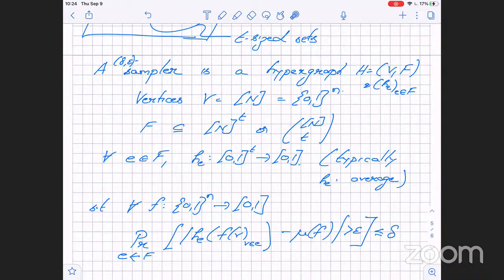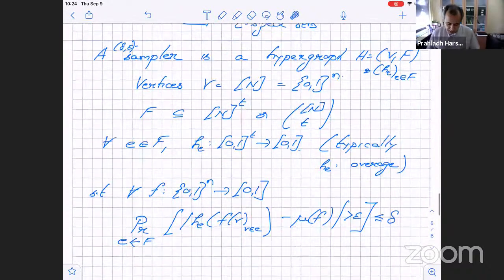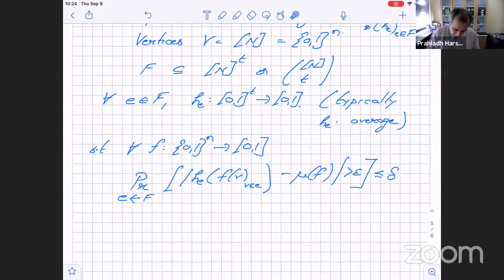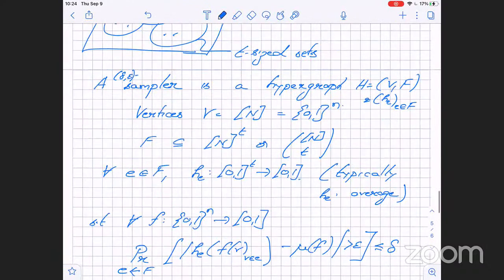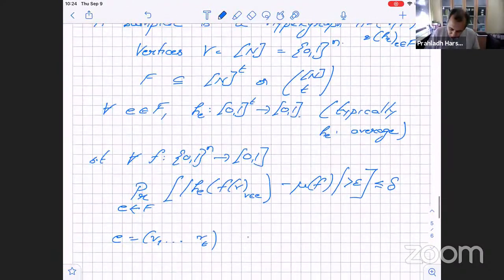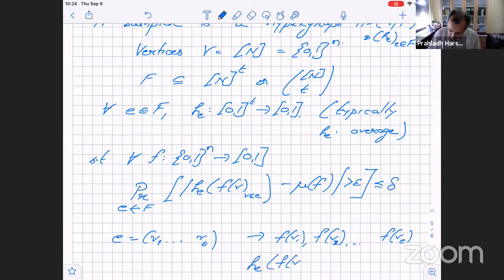Can you explain again how the hyperedge is being represented as input to h_e? So what is the hyperedge? An edge looks like v1, v2, ..., vt. Now the sampler is going to query the function at v1, v2, ..., vt, giving f(v1), f(v2), ..., f(vt), and it's just going to apply h_e on this tuple. That's all I mean. Okay.